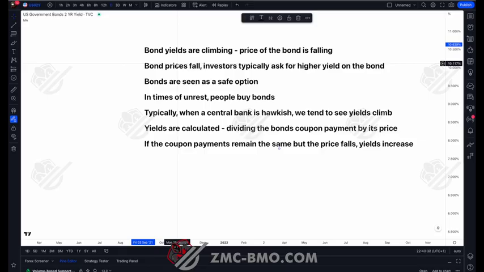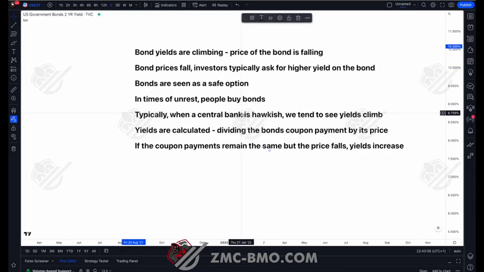Yields are calculated by dividing the bond coupon payment by its price. And finally, if the coupon payments remain the same, but the price falls, the yields climb. So that's the reasoning as to why yields are calculated that way.